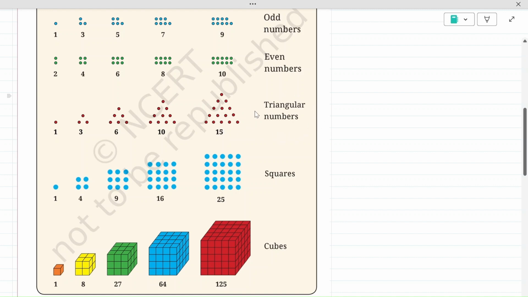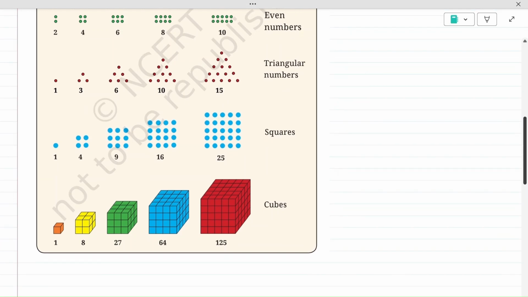This is called the triangular number sequence and we are representing it using red dots in the form of a triangle. For 1 we are using a single dot. For 3 it's a triangle using 3 dots. For 6 it's a triangle using 6 dots. For 10 it's a triangle using 10 dots and so on.